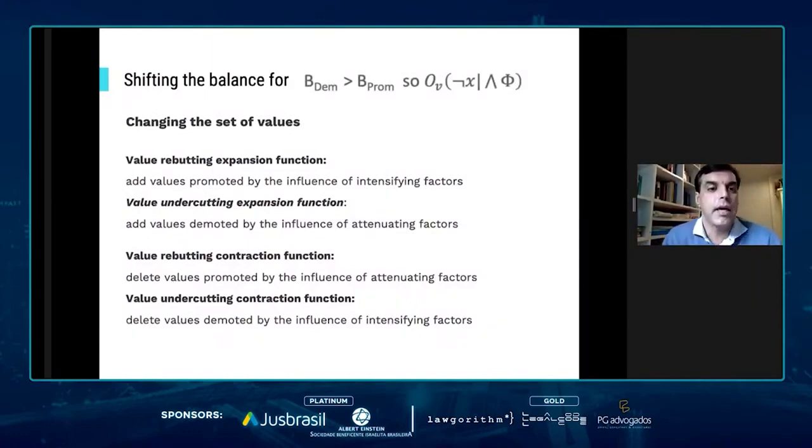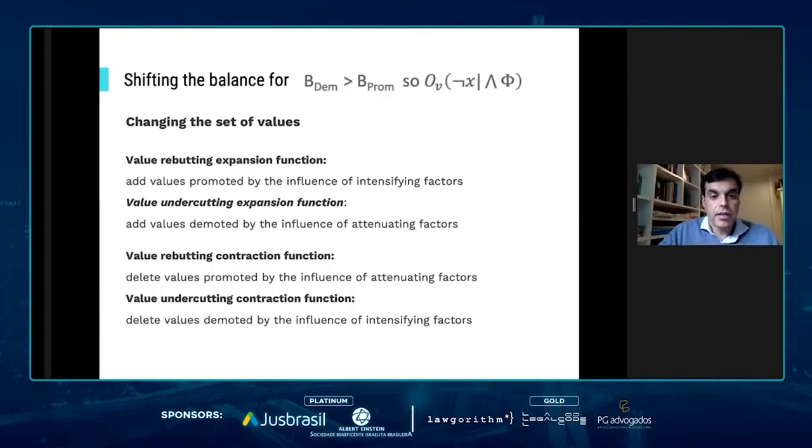With respect to the shifting of balance, we may also have a shift concerning the set of values. If we add values or if we contract or delete values, this may also lead to a shift of the balance, changing the reasons for a prohibition to reasons for a permission. This shift may be caused by a value rebutting expansion function. And what is that? If you add values promoted by the influence of intensifying factors. So you strengthen the opponent by adding values, but you may also weaken the winner by adding values. And this will be a value undercutting expansion function.